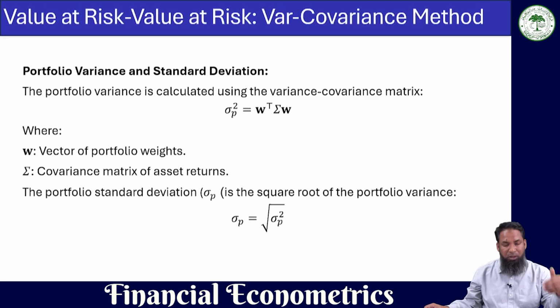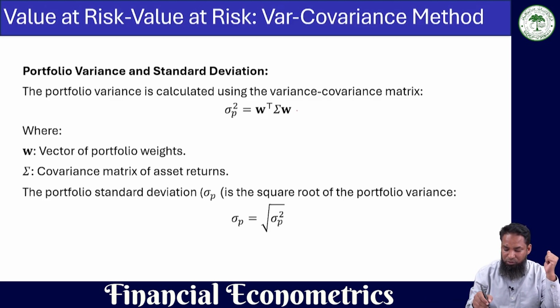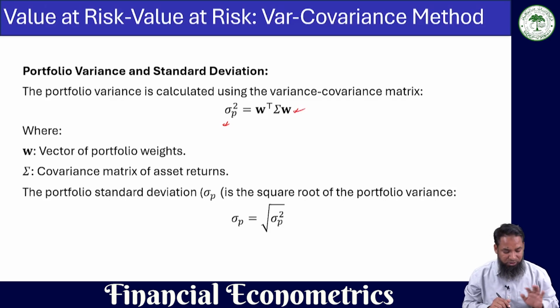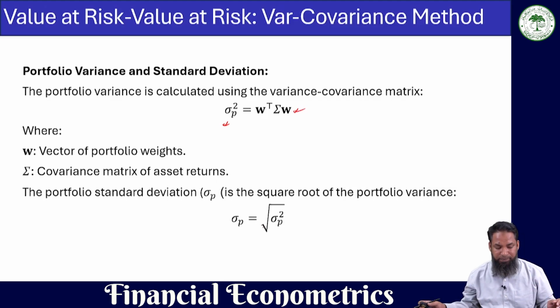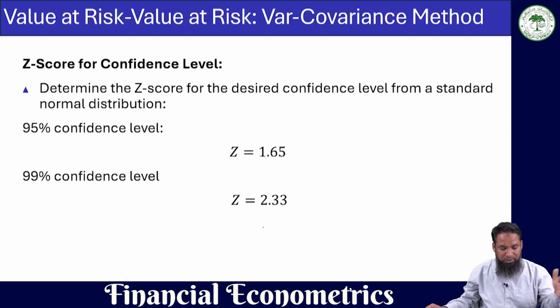So, how do we calculate this portfolio variance covariance? We can calculate it using the variance and covariance matrix, where W is the vector of the portfolio weights, sigma is the covariance matrix of the asset returns, and the portfolio standard deviation we can get by taking the square root of that. Then next we have to have the Z score for the confidence level, and we can get it from the normal distribution table here.